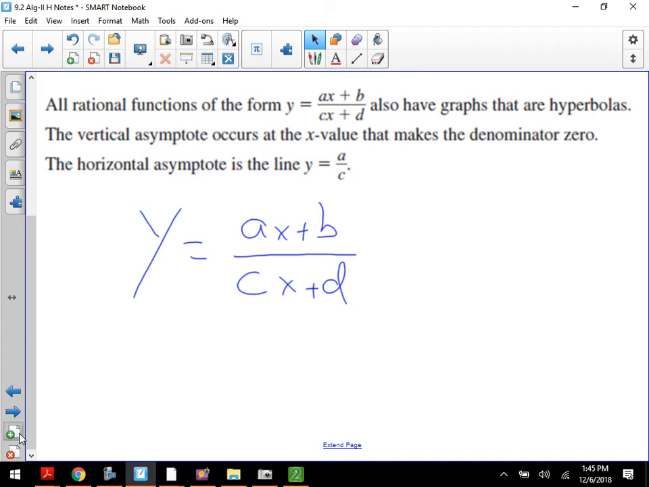Your vertical asymptote is still going to be the zero of the denominator. And the horizontal asymptote is going to be at y equals the leading coefficients as a fraction.